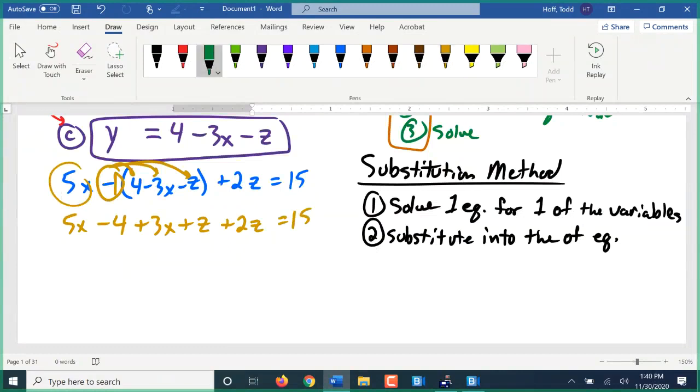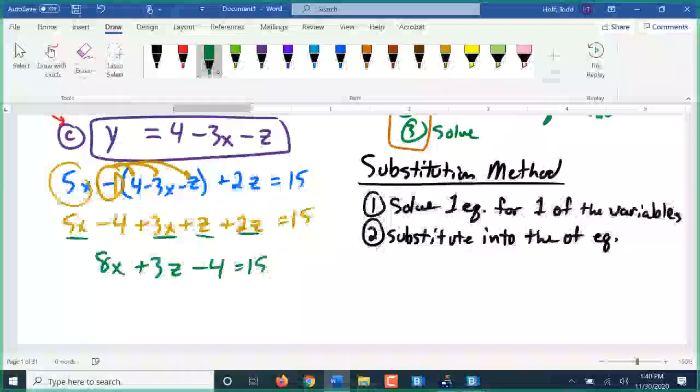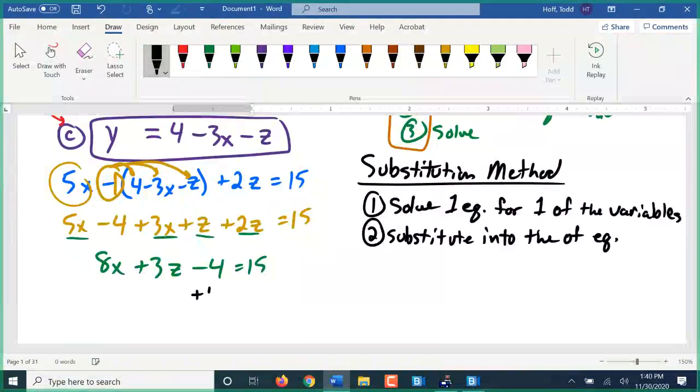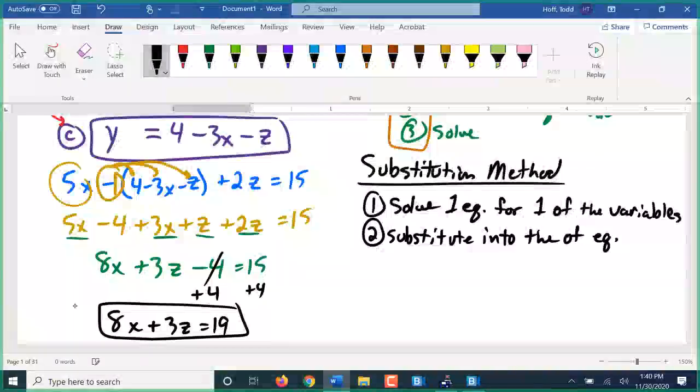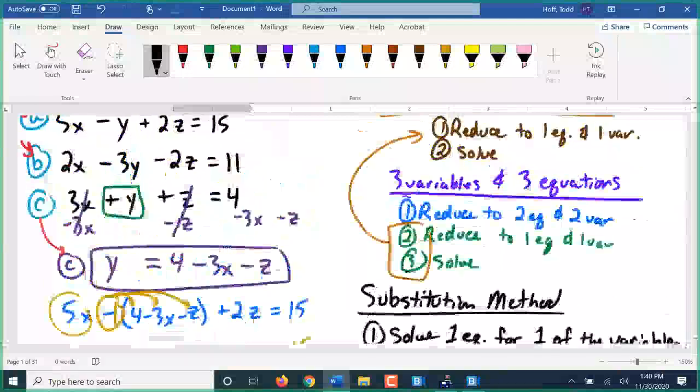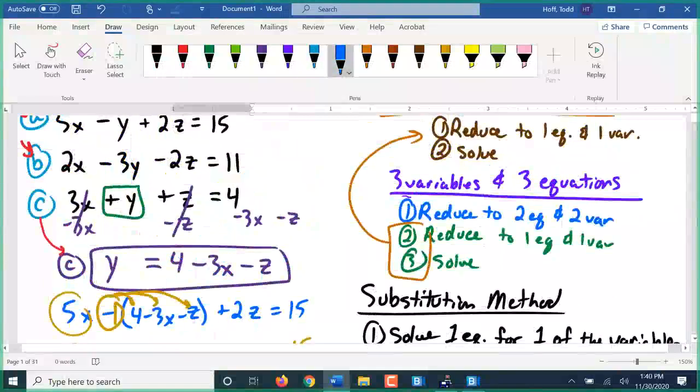And then I still have some combining to do on the left side. 5x and 3x is 8x. z and 2z is 3z. I have the -4 equals 15. And I am going to add 4. So I have 8x plus 3z equals 19. That's my new equation A after I have substituted my equation C into it. Now let's take a look at equation B. Equation B is 2x minus 3y.